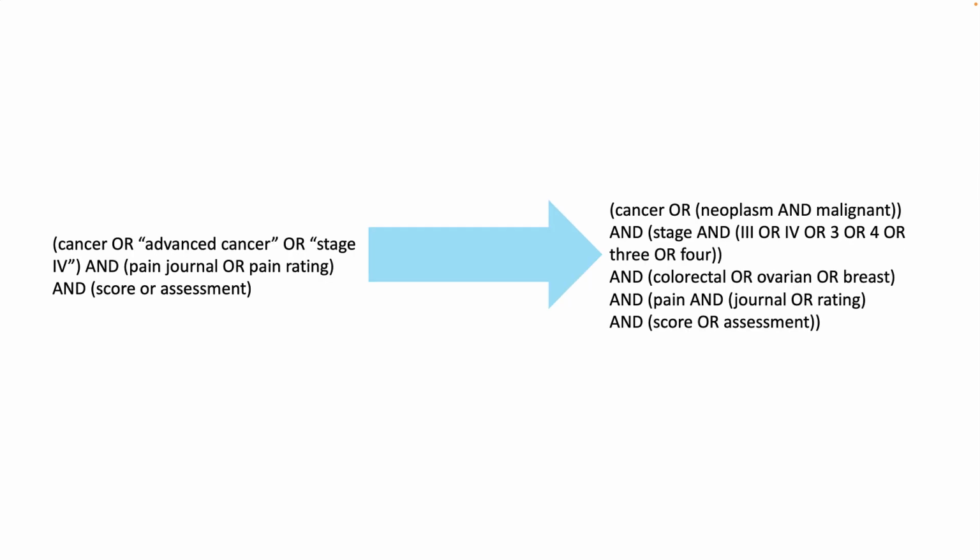And as an example, you can get very complicated with this. So here I've taken the search that I've done and I've added a bunch of terms. So here I am getting at the idea of cancer, and then I'm getting at the idea of how advanced it is. In this case, I'm also then looking at a particular type of cancer. That might be something that I'm interested in. Then I'm looking at pain and journal or rating. So the word pain has to show up as well as either journal or rating, and score or assessment.